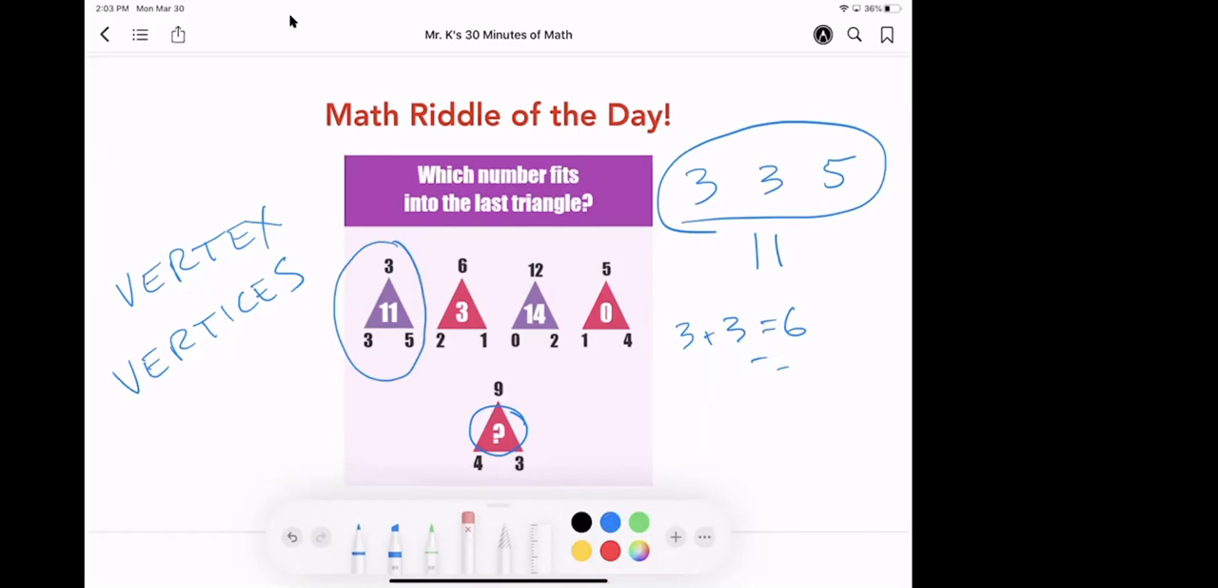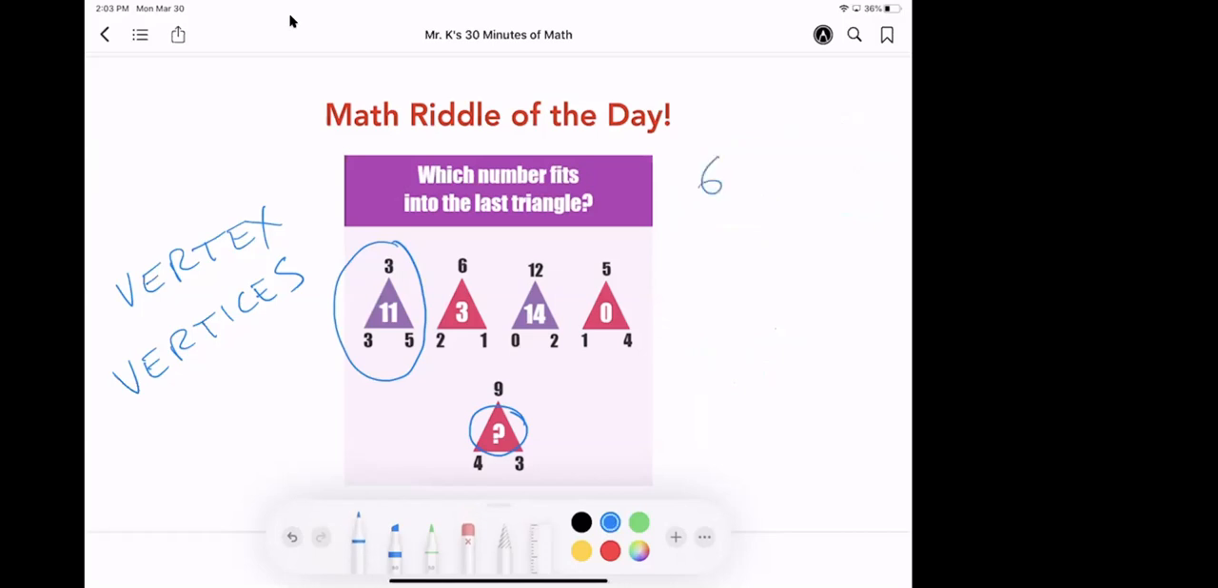I'm going to erase this stuff right here. All right, let's try the same thing. We have 6, 2, 1, and the number inside is 3. All right, 6 plus 2 is 8, and 8 plus 1 equals 9. Uh-oh, 9 is not 3. So that does not work for that one. All right, let's come back to that one. Let's see about this one.